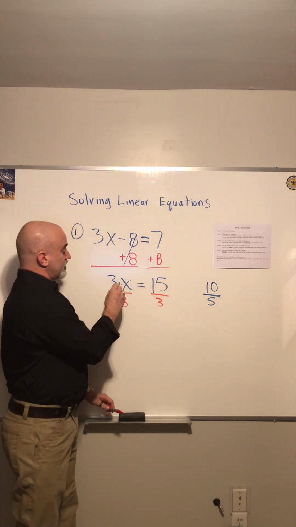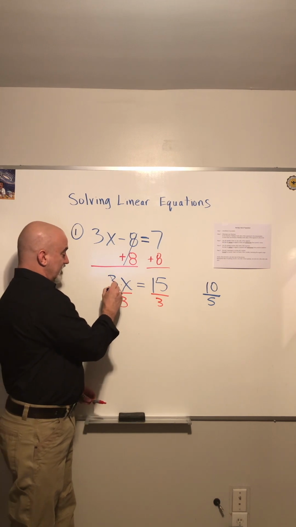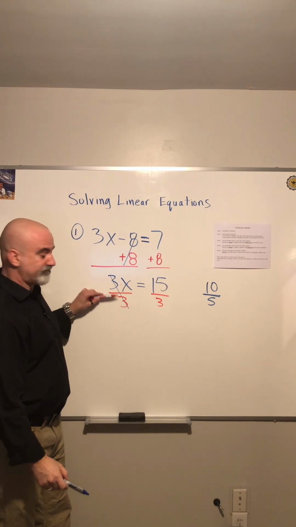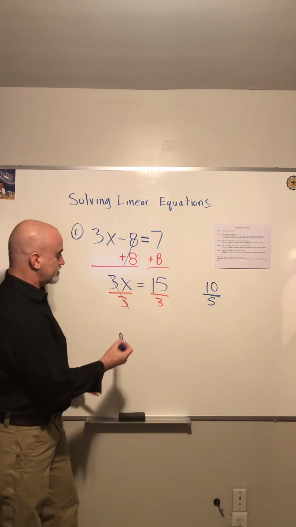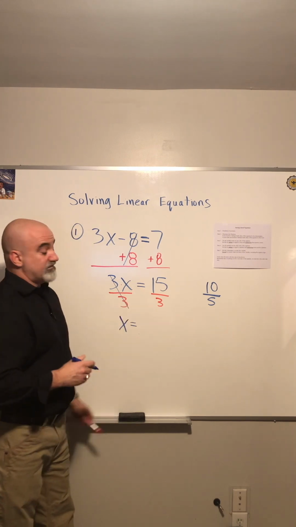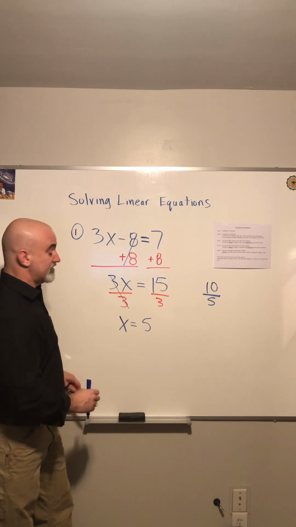And now, 3 times x divided by 3, these will cancel, right? Like if I multiply something by 3 and then immediately divide it by 3, these undo each other. So what we end up with is x equals 15 divided by 3, which is 5. So x equals 5 is our answer.